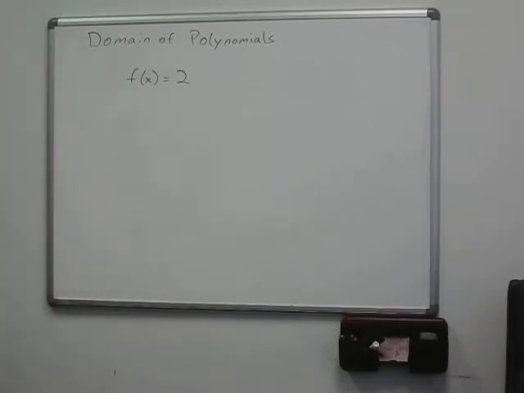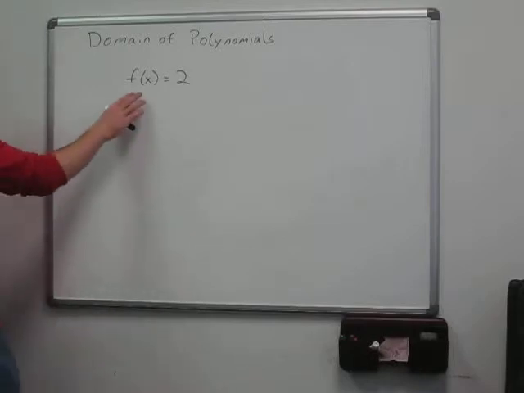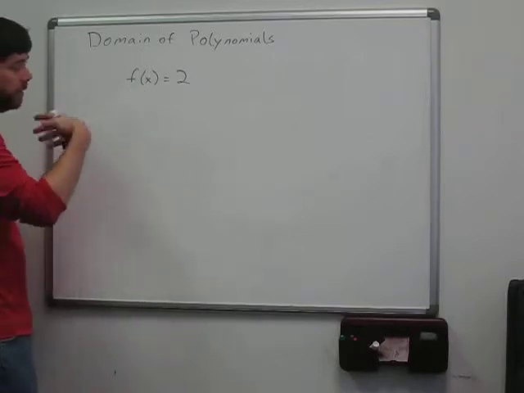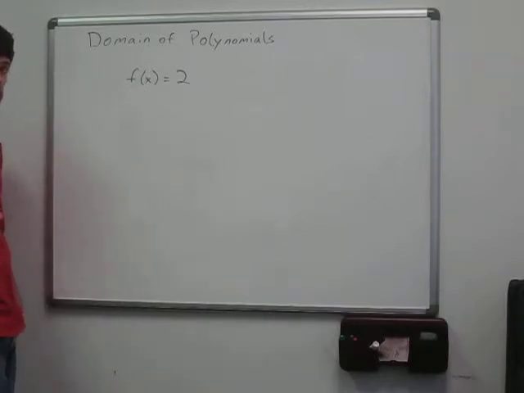So up on the board I have the most basic of polynomials. This is a constant function. No matter what real number we put in for x, we get one real number out. In this case, it happens to be the same number all the time. If I compute f of 1, I'm going to get 2. If I compute f of 0, I get 2. If I compute f of pi, I'm going to get 2.